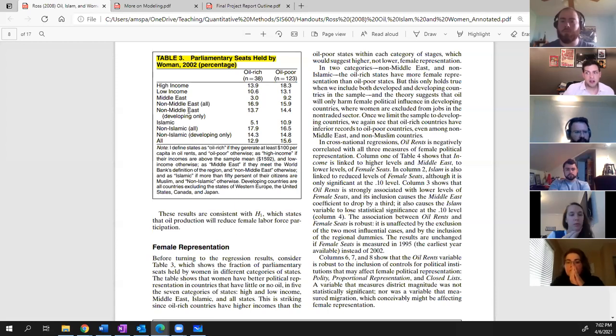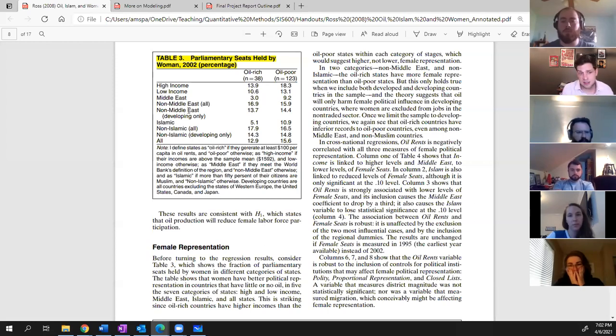Right? So first of all, for every single one of these, it's going to be if oil rich versus if oil poor. So what's the mean of parliamentary seats held by women if oil rich, and then if oil poor? But what's also in those if conditions is if high income and oil rich, if high income and oil poor, if low income and oil rich, if low income and oil poor, if Middle East and oil rich, if Middle East and oil poor, if Islam and right, et cetera, et cetera.